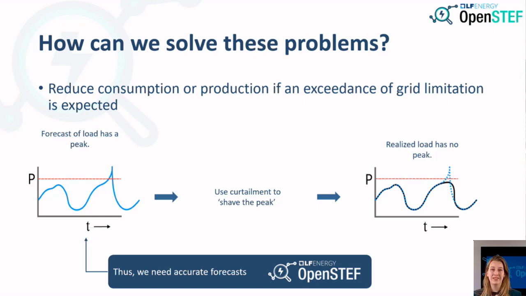Let's say that it's production and it's a location where we have a lot of solar energy. To prevent this peak from happening, we can ask one of the solar farms to turn down their solar panels for this short period of time. Thus, we curtail and we shave the peak. The result is that the realized load does not have this peak. Our grid is able to still work, nothing breaks. Great. However, in order to be able to shave this peak, we have to know when it is happening. And this is where OpenStef comes in. We need an accurate forecast in order to be able to shave the peak.